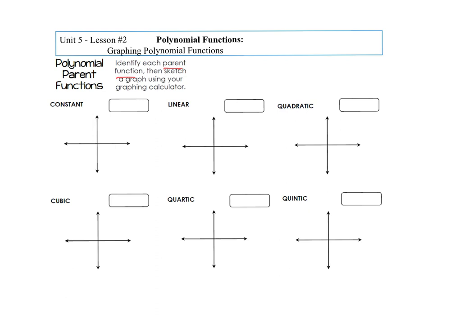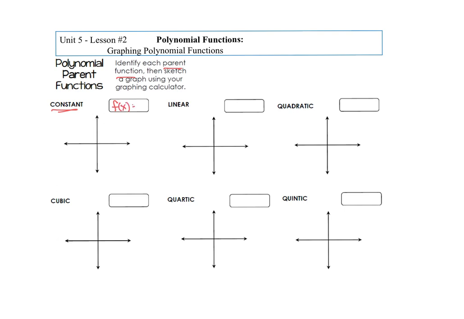We can have transformations that are made to each of these parent functions. It can be shifted up, down, left, right. It can be stretched. It can be shrunk. It can have lots of things reflected. It can have lots of different things happening to it, but the parent function is how it originates in its most basic form.